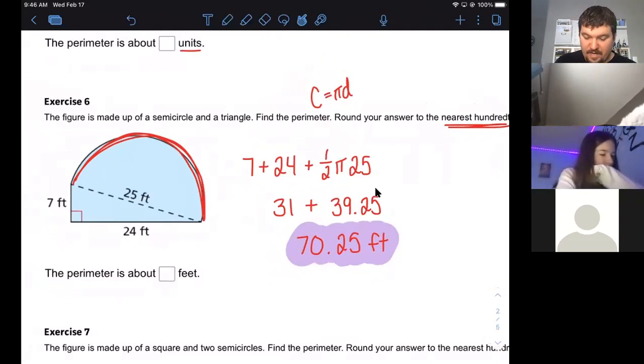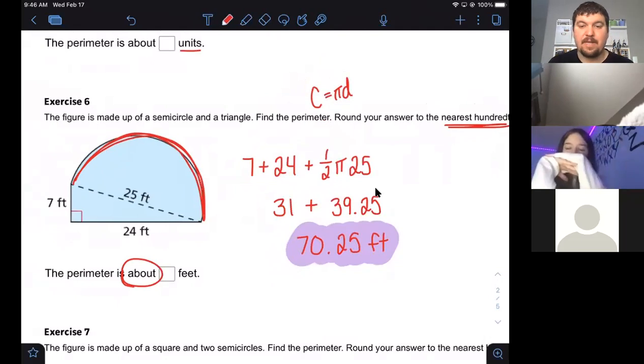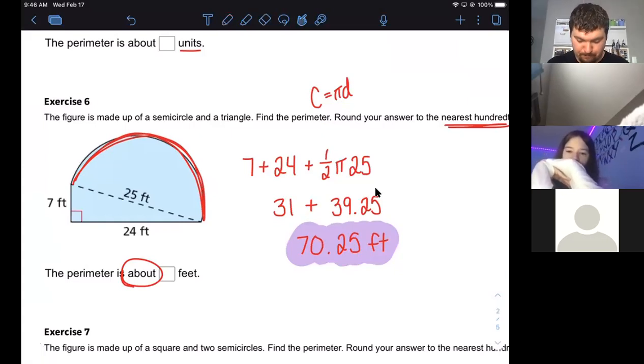Okay. You can see the last several problems, they've used the word about in the answer, because anytime you use 3.14 for pi, you have to round. So it's not exact, but it's really close. I'm okay with you guys rounding pi to 3.14. You don't have to have a pi button in order to find the perimeter.